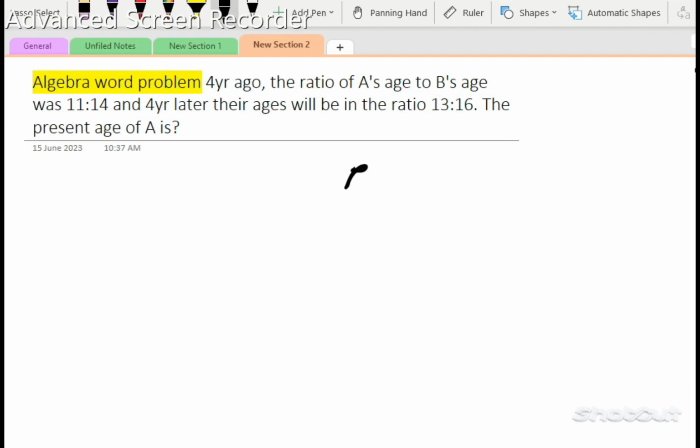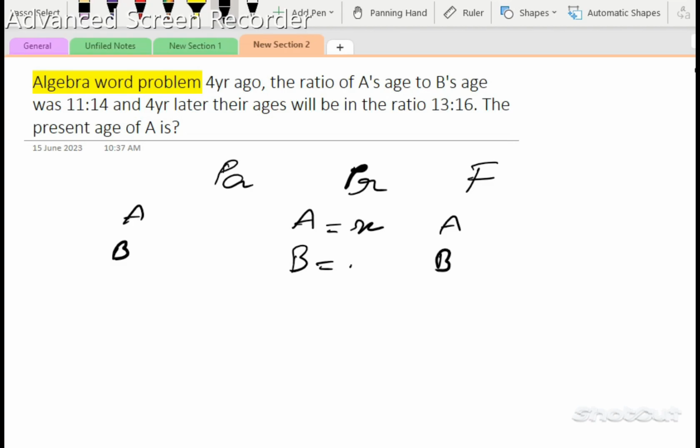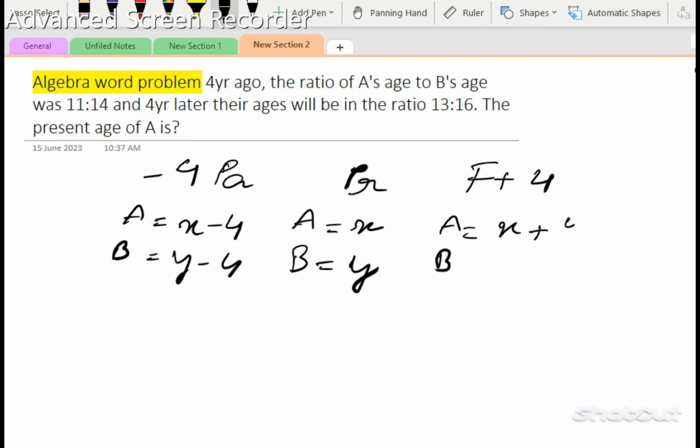There you write present, and then you write future, and then you write past. So let me make past PA and present PR. Let the present ages be A and B. So A's age is X, the present age, and B's is Y. Now, it's natural that if you go 4 years back in time, the ages are going to decrease by 4. So you do X minus 4 and Y minus 4. And likewise, if you move 4 years into the future, there's going to be an increment of 4 years, and their ages 4 years later would be X plus 4 and Y plus 4.